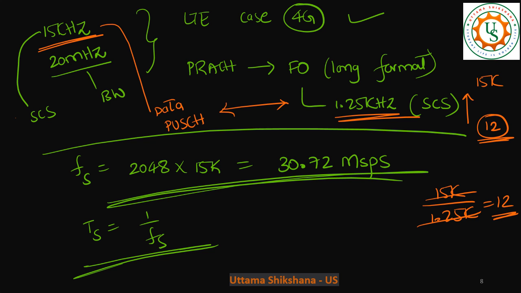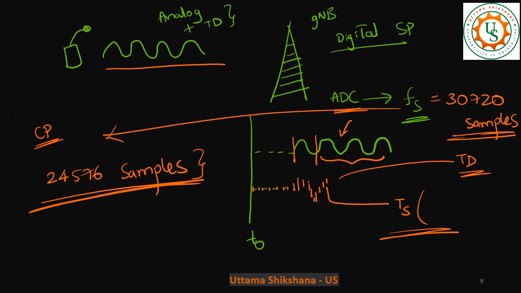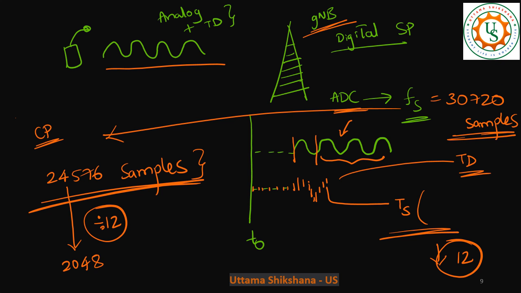So this will be done at the transmitter. It will be upsampled and sent. But at the receiver, on the G node B side, what would be done? It will be downsampled by 12 times, right? So these 24576 samples will be downsampled by 12, and finally you will get 2048 samples.